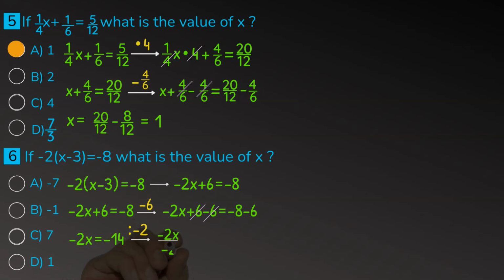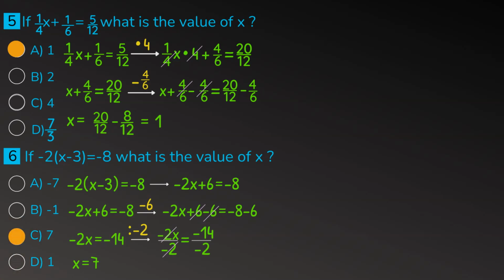giving us minus 2x over minus 2 is equal to minus 14 over minus 2. The minus 2's on the left-hand side cancel out, and minus 14 divided by minus 2 is actually 7, because a minus divided by a minus is also a positive. So we have x is equal to 7, and the answer is C.